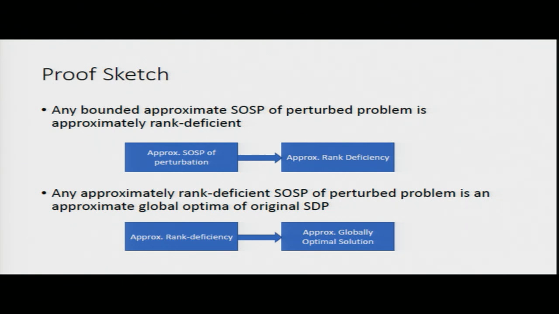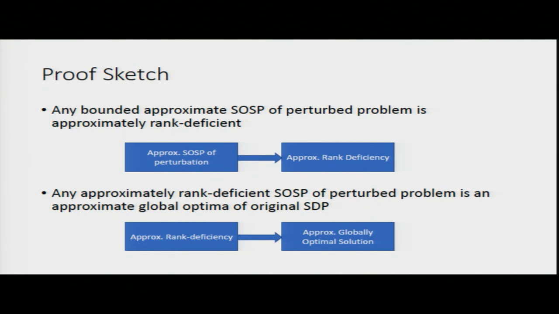So at a high level, the proof of our theorem goes through two key results. The first result is that every approximate SOSP of the perturbed problem is approximately rank deficient. That is, we find any SOSP or approximate SOSP of the perturbed non-convex optimization problem, and it will be close to being rank deficient. And the second result that we have, which is sort of standard in this domain, is that approximate rank deficiency of our stationary point implies close to being a global optimal solution.